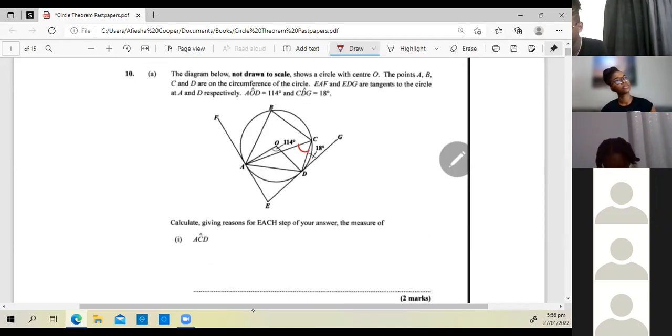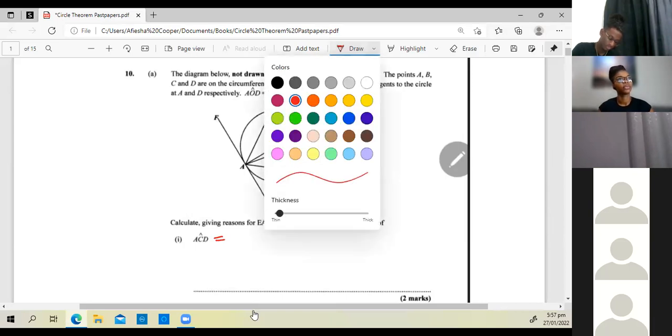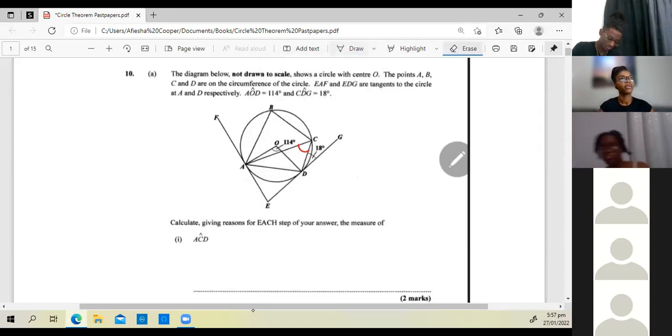Miss, 18 degrees because alternate angles are equal. I get 57 degrees. How did you get 57? I divide 114 by 2. Why is that? Because the angle at the center is twice the angle at the circumference. Oh yeah, you are correct.